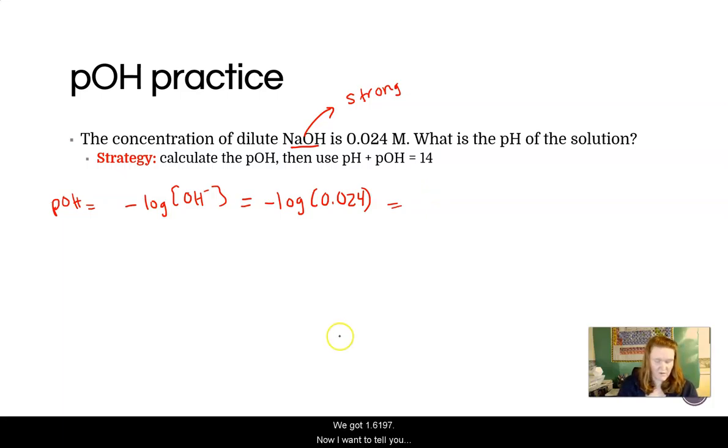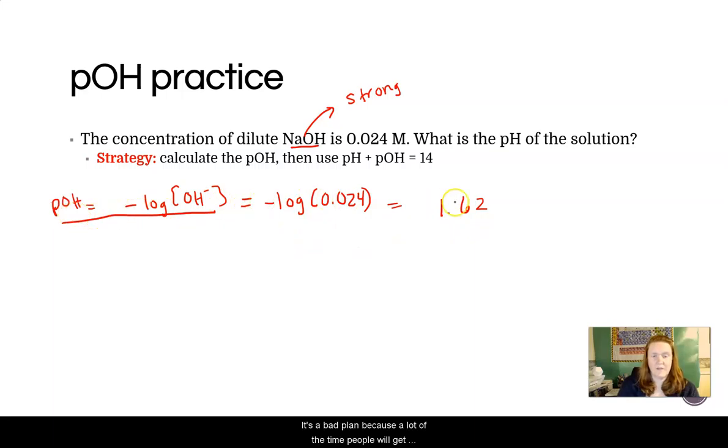So we got 1.6197. Now I want to tell you, again, two decimal places, so I'm going to round to 1.62. I want to tell you that a lot of the time when people skip writing this step and they just jump into this part, the math, that's a really common thing for people new to science to do.